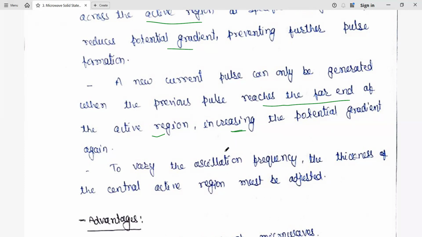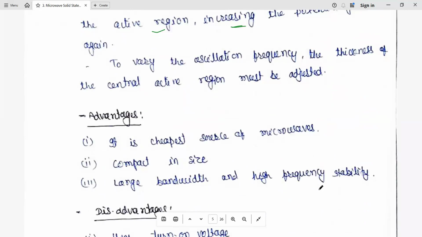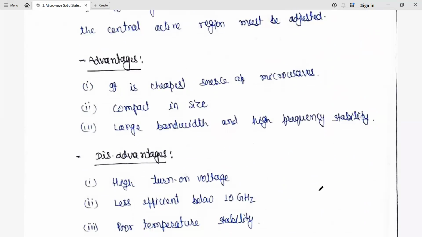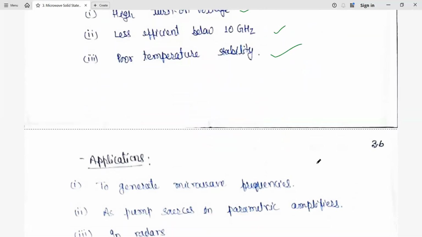To vary the oscillation frequency, the thickness of the central active region must be adjusted. That middle part, which is normally doped, should have its thickness adjusted based upon the experiment. So what is the advantage of the Gunn diode? It is the cheapest source of microwaves, compact in size, with large bandwidth and high frequency stability. But what is the disadvantage? High turn-on voltage, less efficient below 10 gigahertz, so it is operated at high frequencies, and poor temperature stability. So we use heat sinks here.